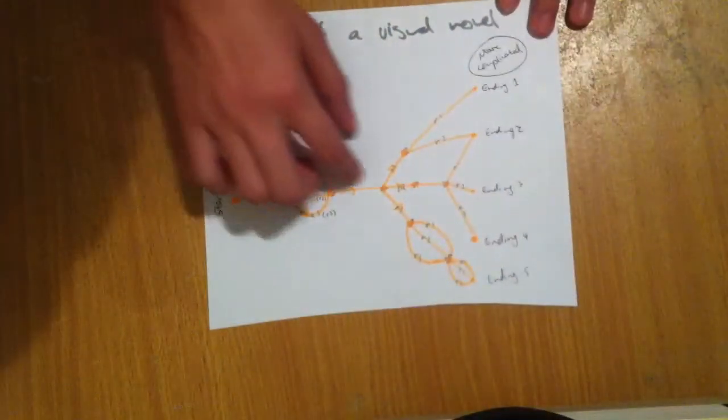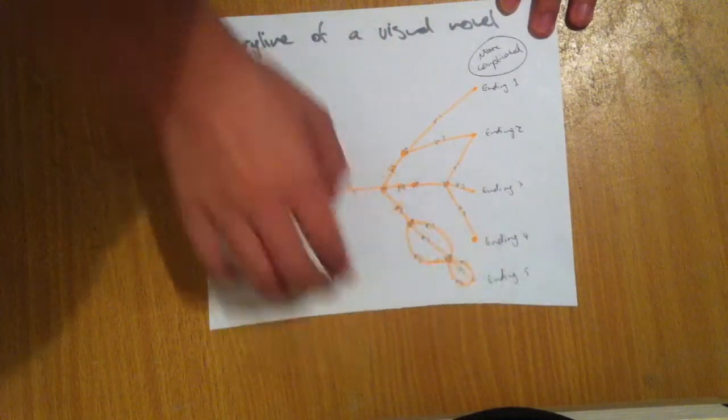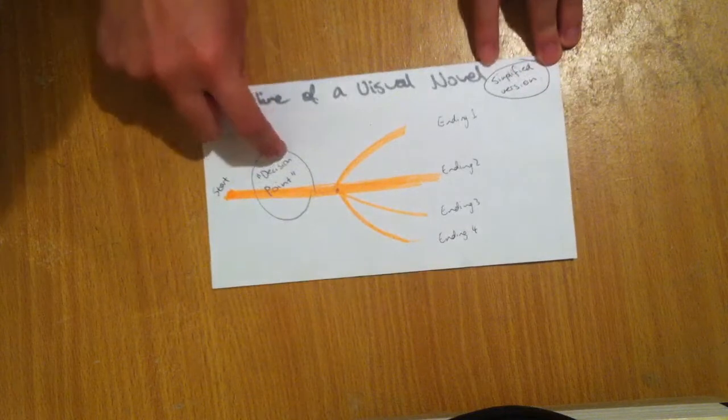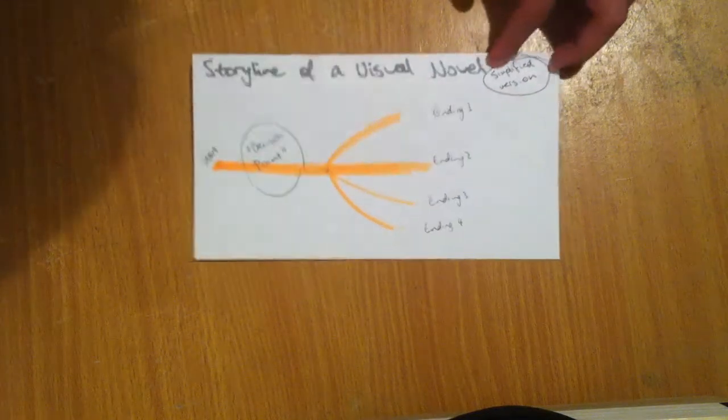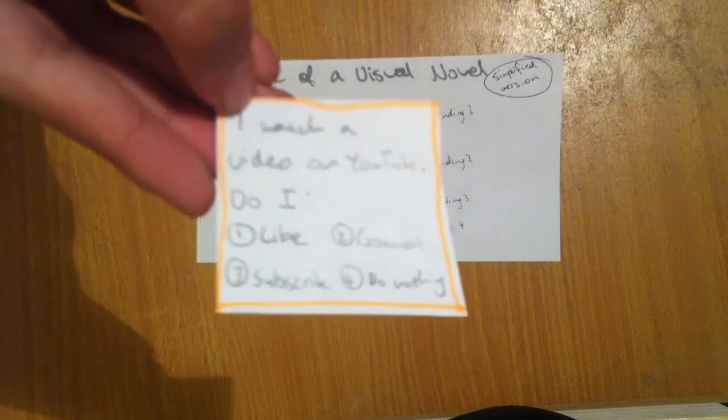They have branching storylines and multiple endings. The story branches out at decision points. During these decision points, the visual novel lists possible actions of the main character, one of which the player must select to continue the story.